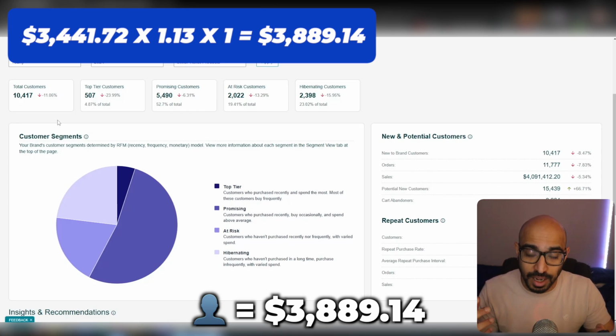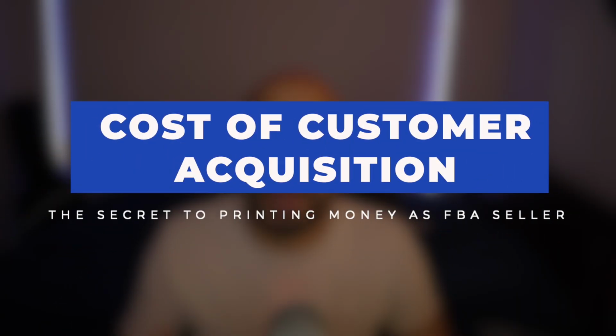Okay. I'm going to repeat that. One customer that comes to my brand generally, on average, makes me $3,889.14. Now we have one half of the equation. The next is the cost of customer acquisition. This one's a lot easier to calculate since this is the measure of ad spend required per customer.